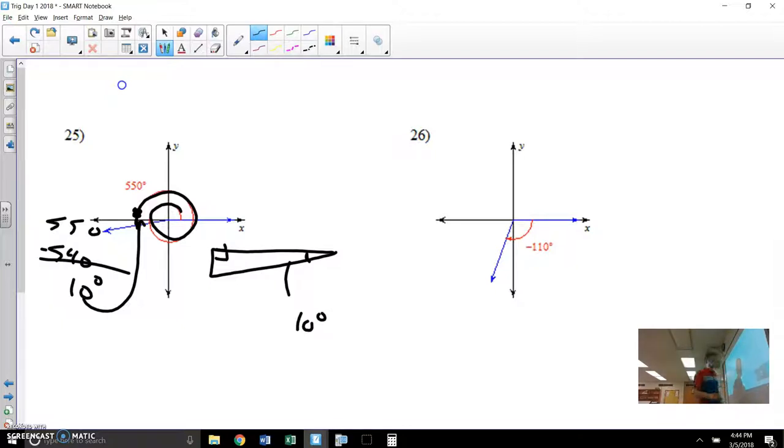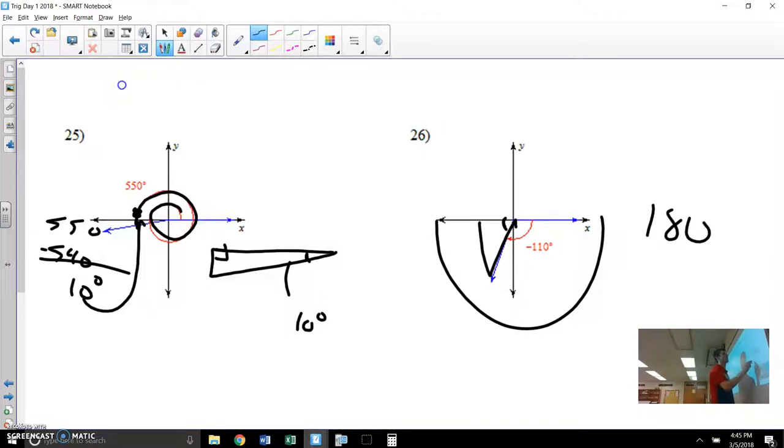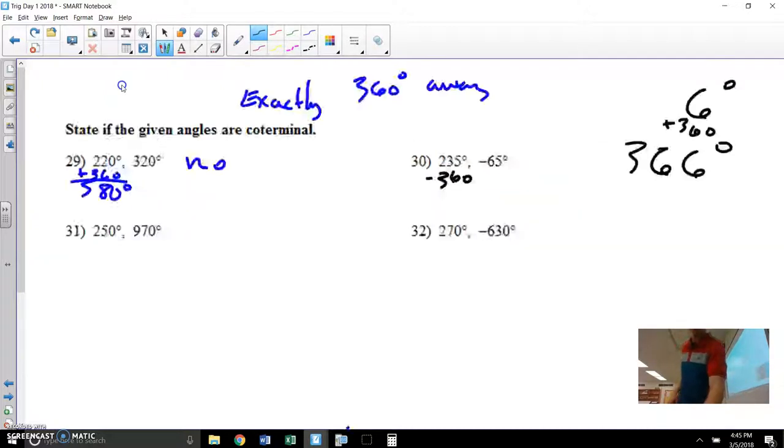Maybe one more here. This angle of reference is this angle here. So from here to here is a total of 180. We could say 180 minus 110 leaves 70 degrees. So this is a 70 degree reference angle. Right here, really clear 70 degree angle, right inside of there. So do a few of those for homework on your own.